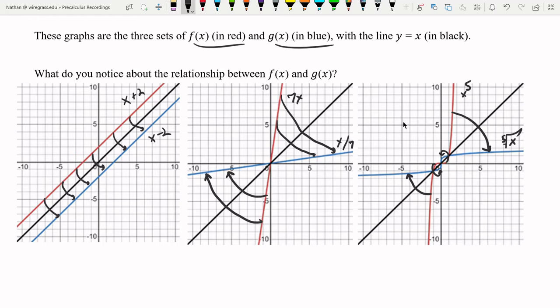That's what an inverse function does: it always reflects across the y equals x line, which is the identity line, or the parent function of a linear function. And that's because inverses undo the operation. So y equals x is a natural thing because that's where you're changing x and y.